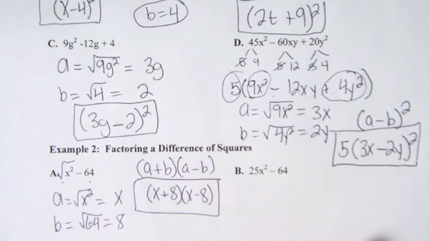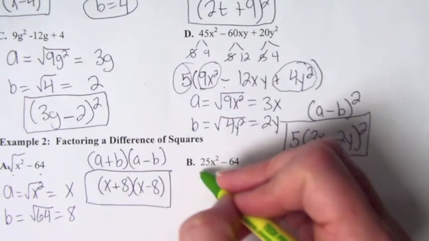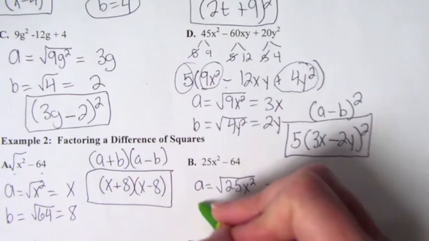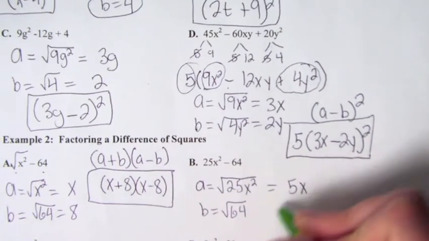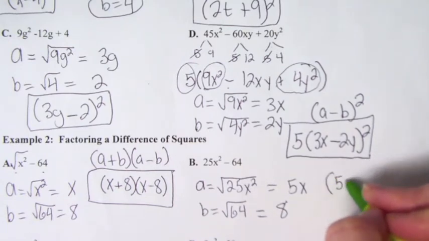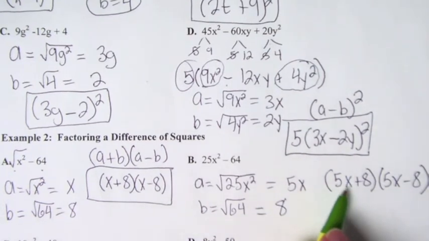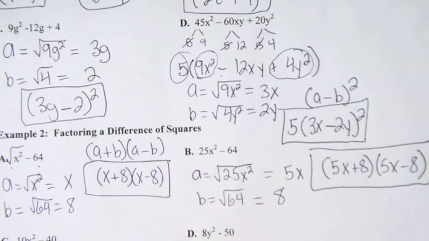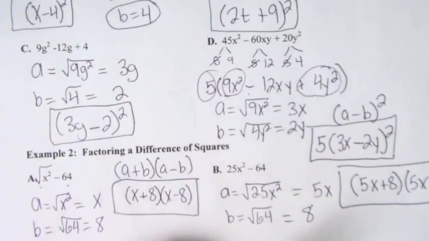The second group is typically the easier group of problems to do. Looking at letter B, to get a, we want the square root of 25x squared. And to find b, we want the square root of 64. Square root of 25x squared is going to be 5x. B, square root of 64 is 8, and then we plug it into the formula, 5x plus 8, 5x minus 8. Basically, you use your a and b, but in one of them you make a plus, one of them you make a minus. And that's our answer. So the difference in these and the other ones is these are only binomials. There's only 2 terms. These have 3. That's the difference in the 2.